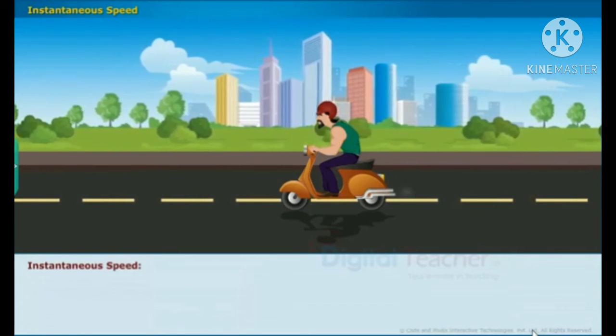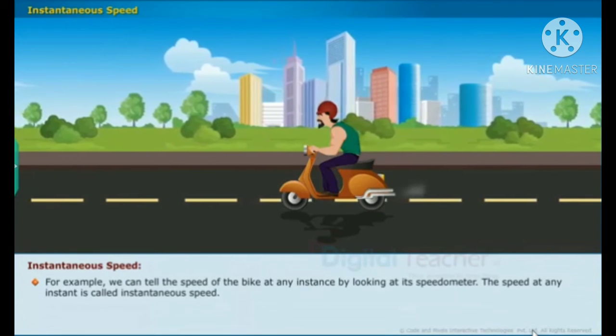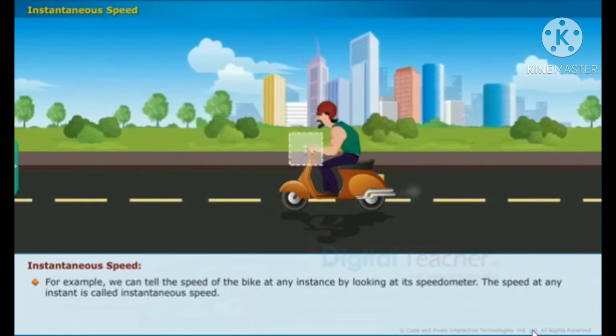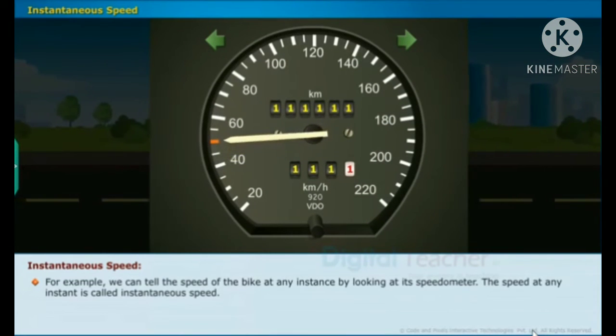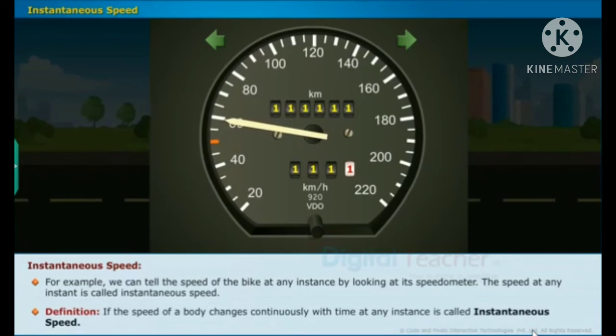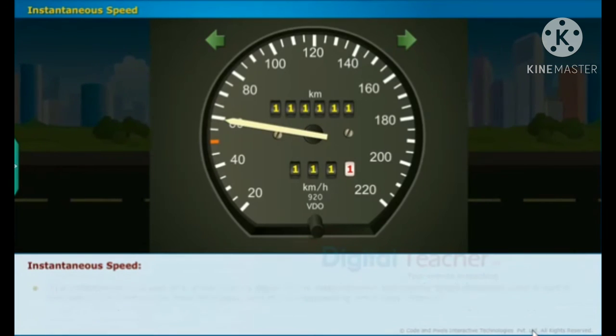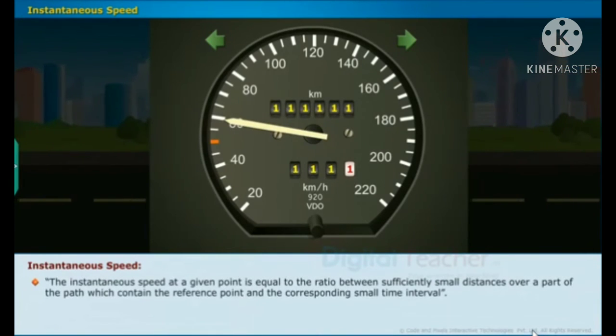Instantaneous speed. For example, we can tell the speed of the bike at any instance by looking at its speedometer. The speed at any instant is called instantaneous speed. Definition: if the speed of a body changes continuously with time, the speed at any instance is called instantaneous speed. The instantaneous speed at a given point is equal to the ratio between sufficiently small distances over a part of the path which contains the reference point and the corresponding small time interval.